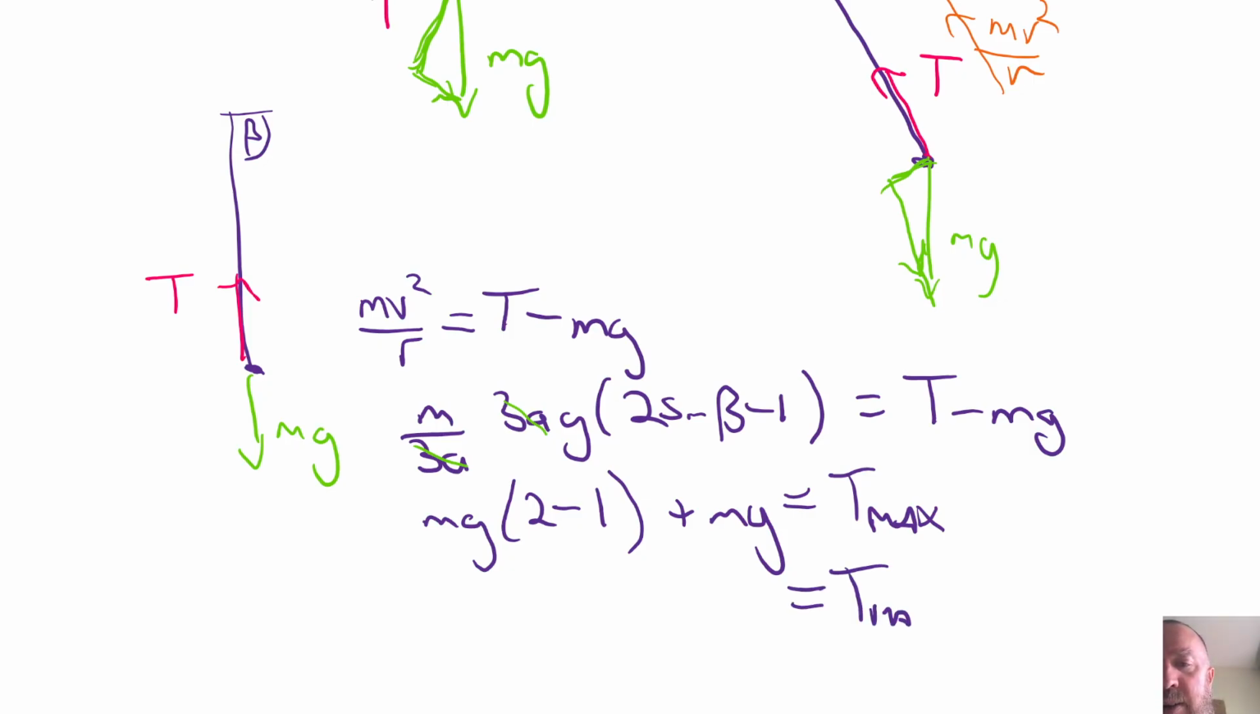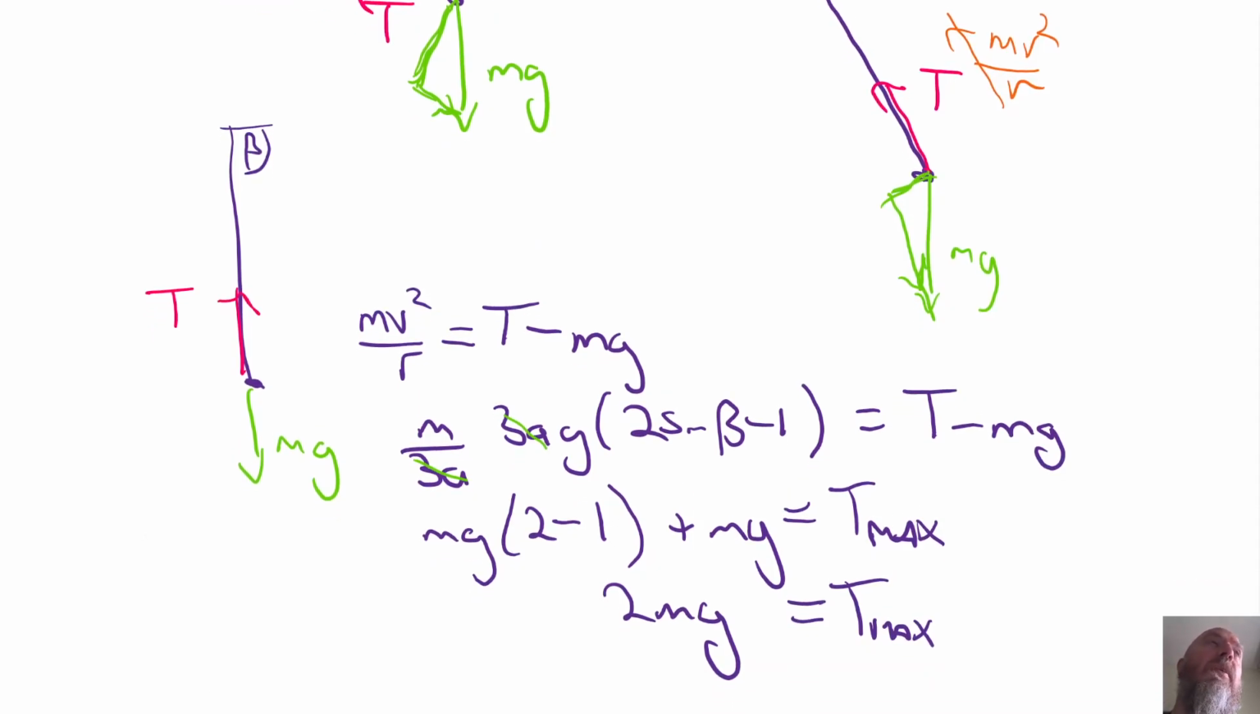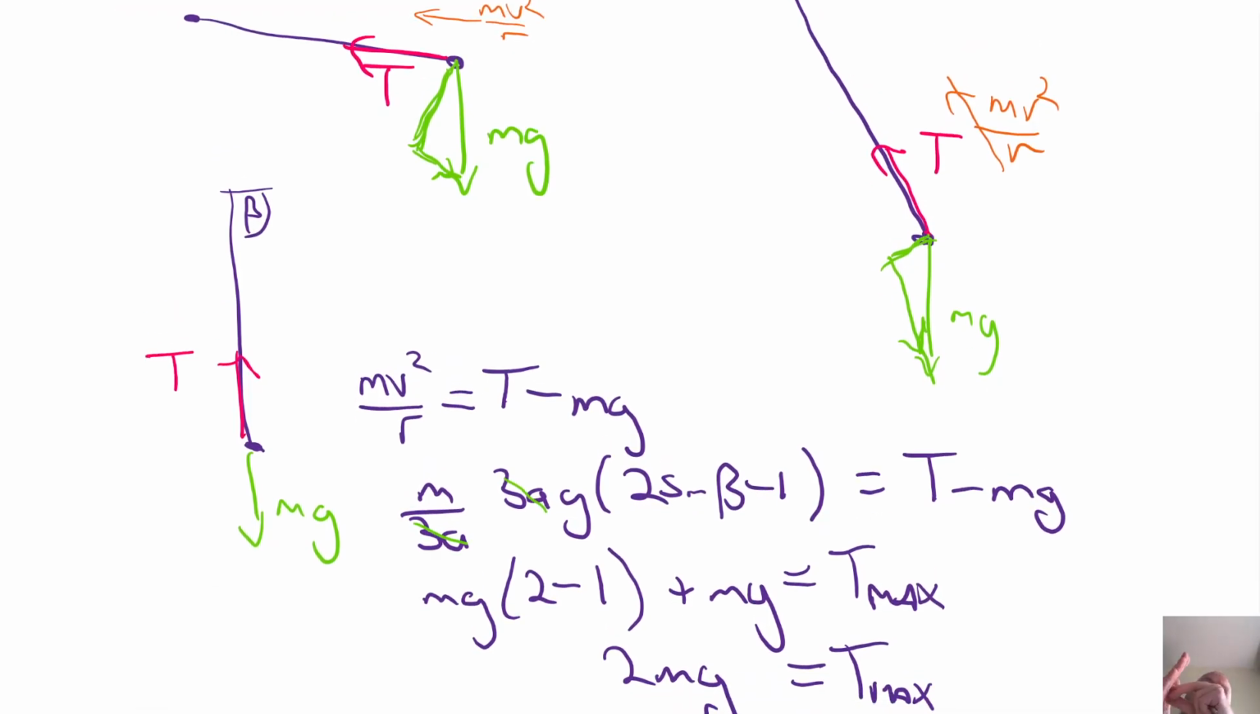So the T max is 2 mg. So that's how we get the maximum, when the gravity has the most effect on the string. And then where the minimum effect on the string would be is when the string goes horizontal. However, what if the string doesn't go horizontal?